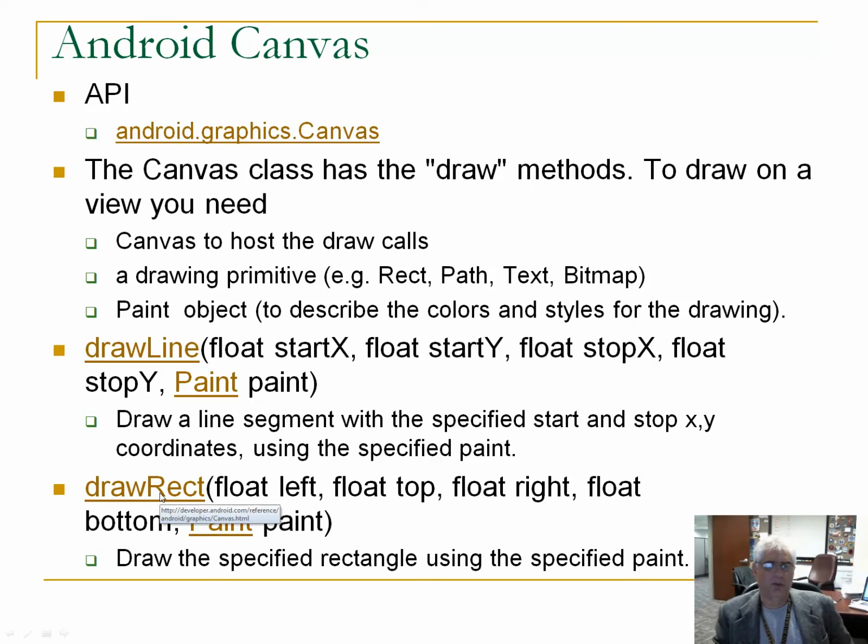Here, similarly, here's drawRect. With drawRect, we're going to take the top left and the bottom right, and that defines the extent of the rectangle, and again, the color. For a rectangle, maybe we want to have it filled in, maybe we want to have it outlined. That would be controlled by this paint object.